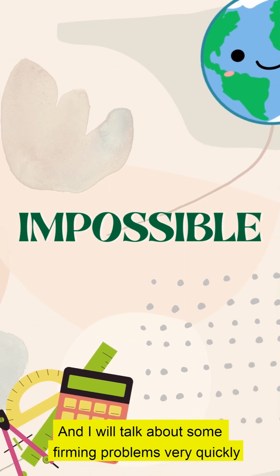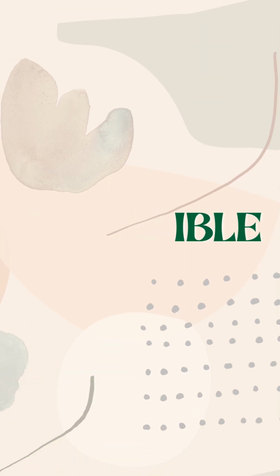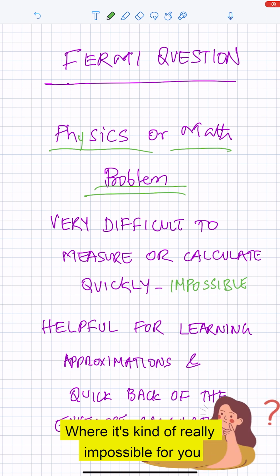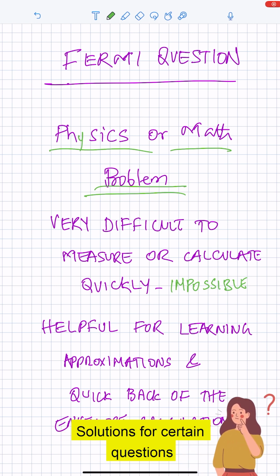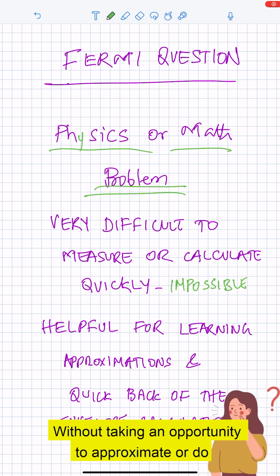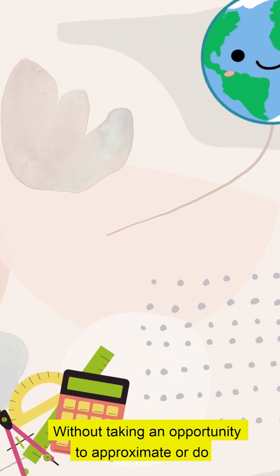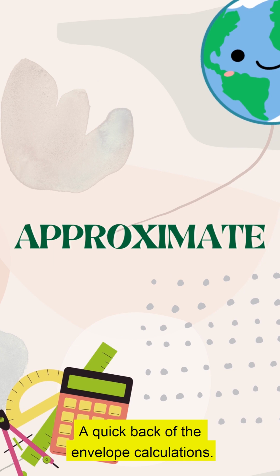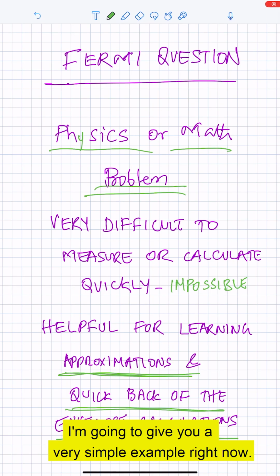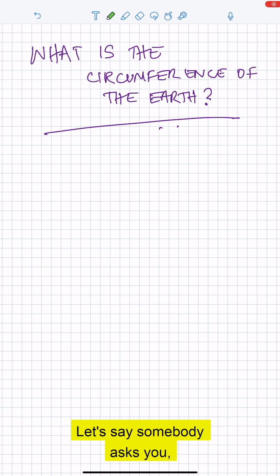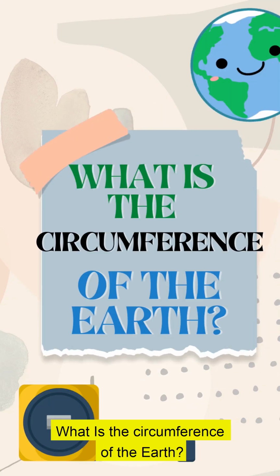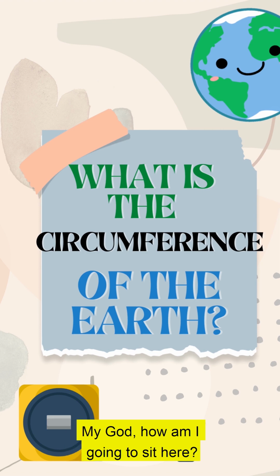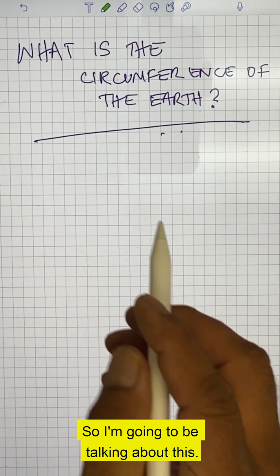And I'll talk about some Fermi problems very quickly, where it's really impossible for you to even calculate certain solutions without taking the opportunity to approximate or do a quick back of the envelope calculation. I'm going to give you a very simple example right now. Let's say somebody asked you, what is the circumference of the Earth? You're thinking, oh my God, how am I going to do this? I don't have a tape measure.